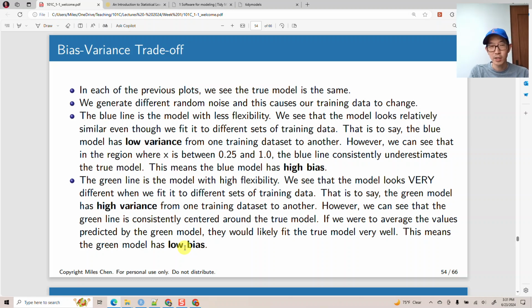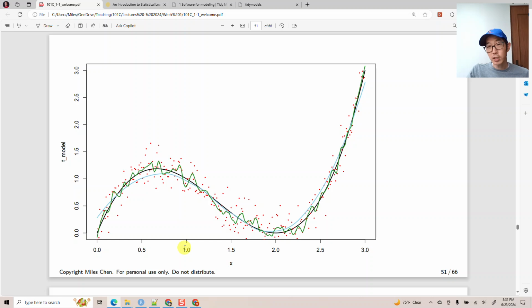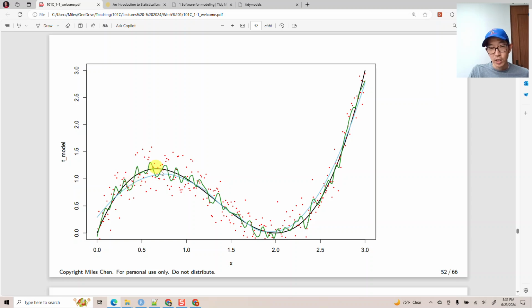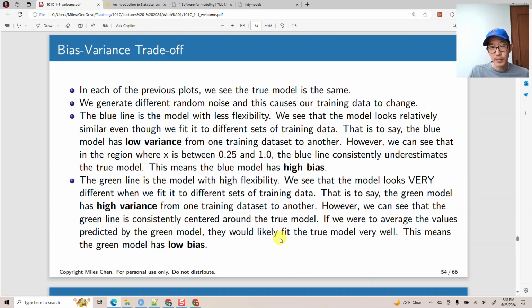High variance because the green line changes quite a bit from one random data set to another, but you have low bias because if you averaged these green lines, you're going to get something pretty close to the true relationship in the black line. The green line is really very centered around the black line in each of these. It wiggles a lot, but it's consistently around the black line, every single one of these. So we can say that's going to have low bias.